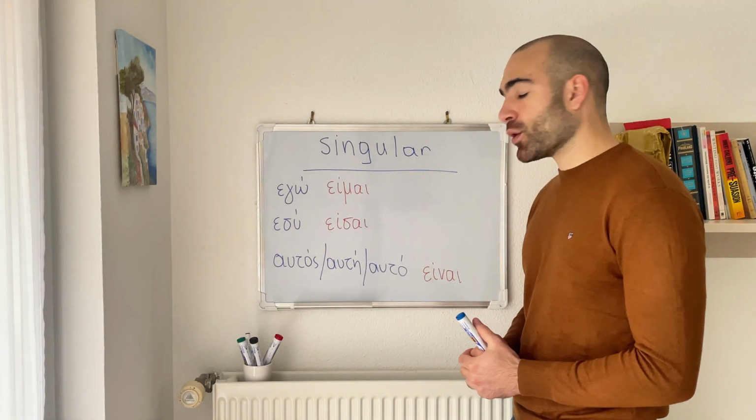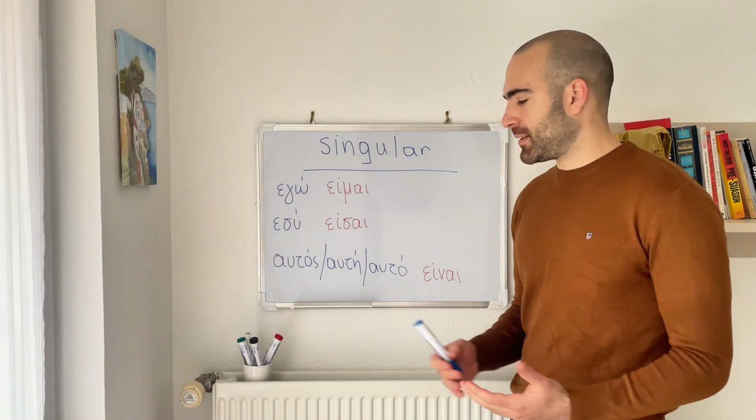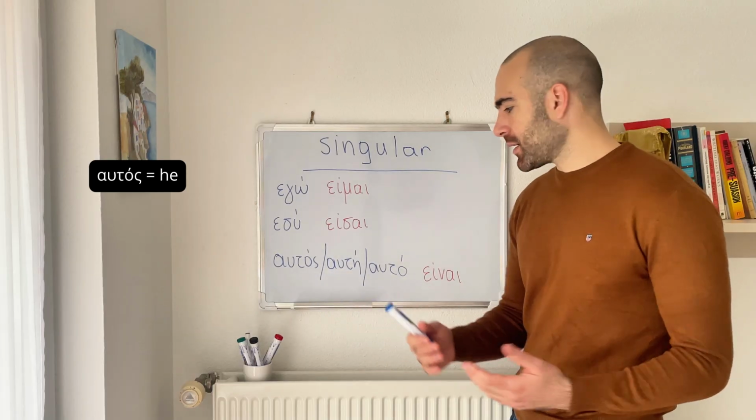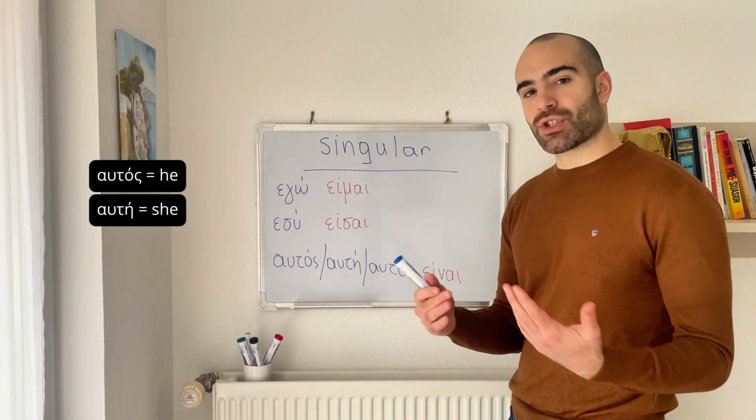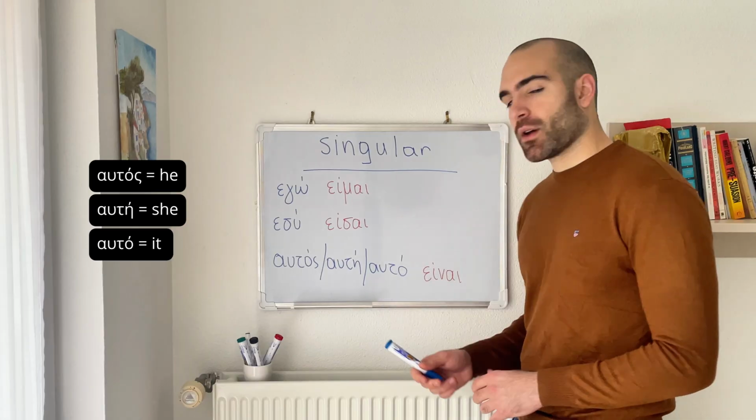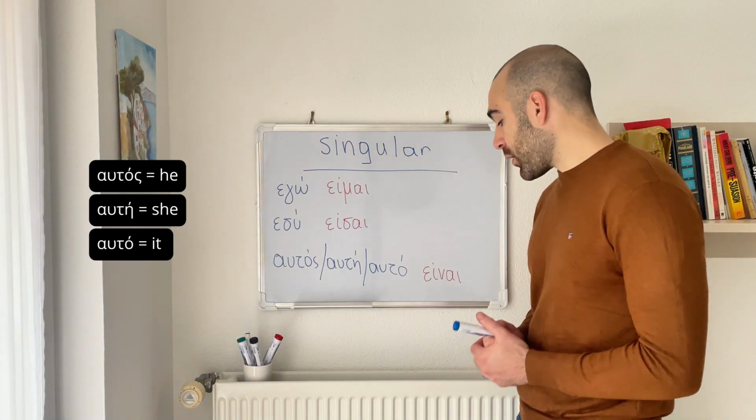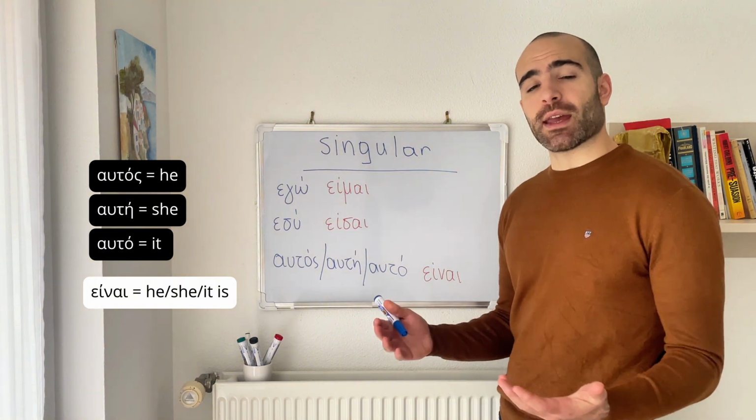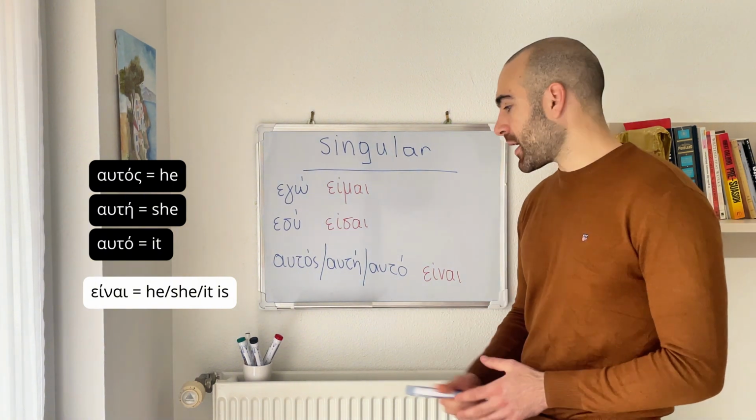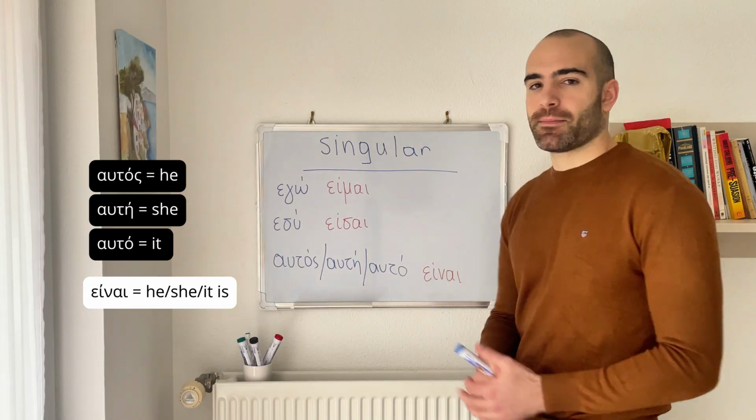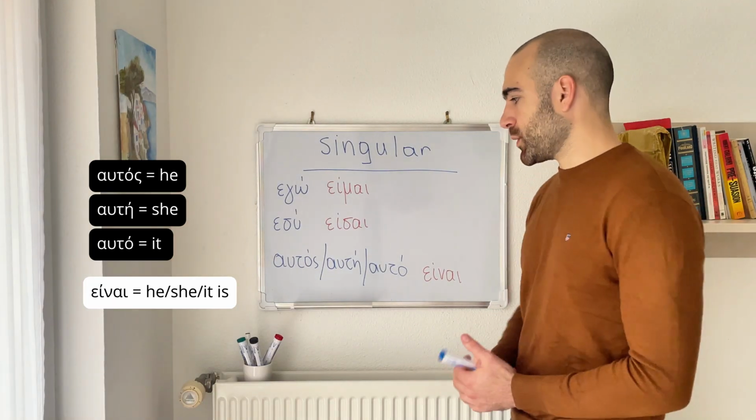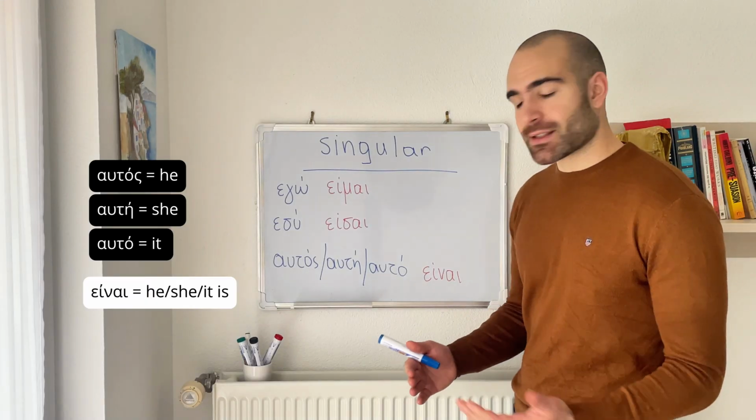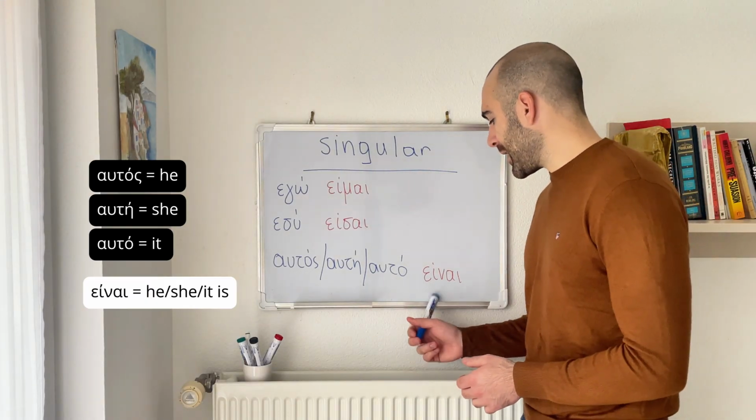Then moving on to he, she, it. And in Greek, these are αυτός for he, αυτή for she, and αυτό for it. And our verb is είναι, is. So if we want to say she is, we would say αυτή είναι. If we want to say he is, we would say αυτός είναι. If we want to say it is, we would say αυτό είναι.